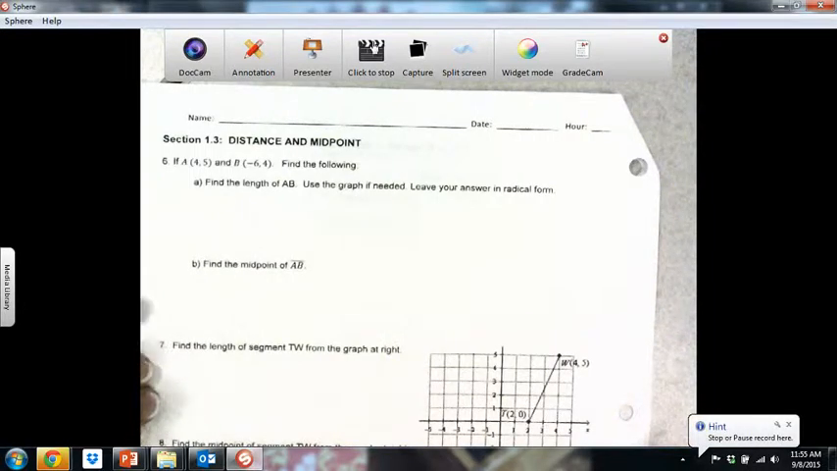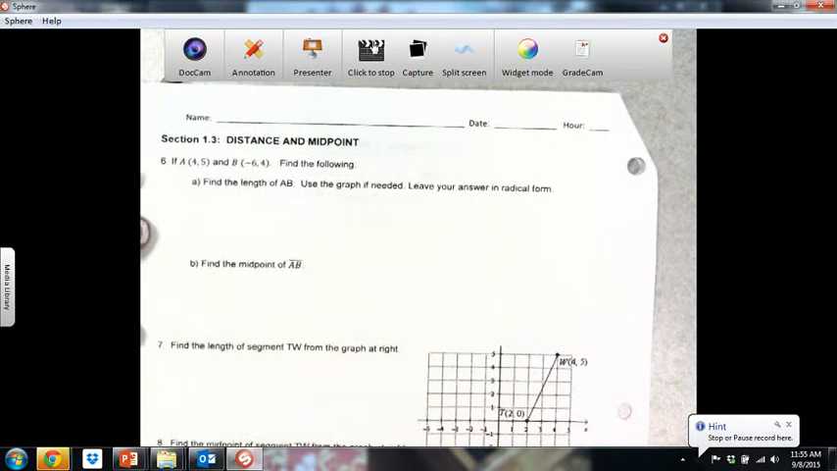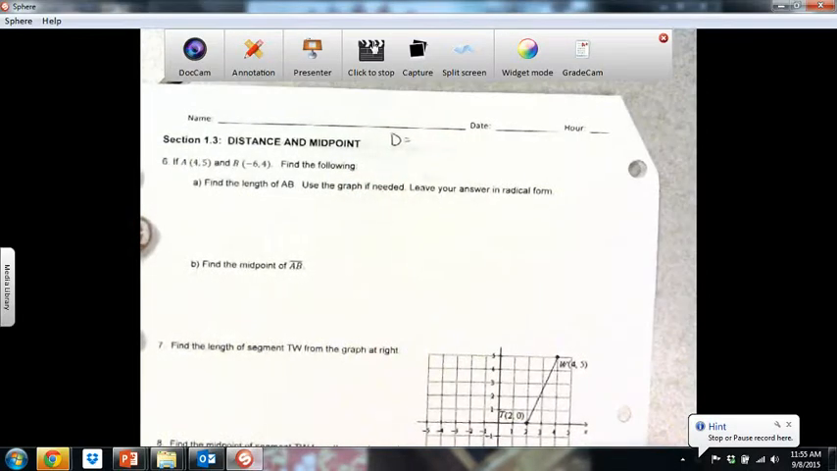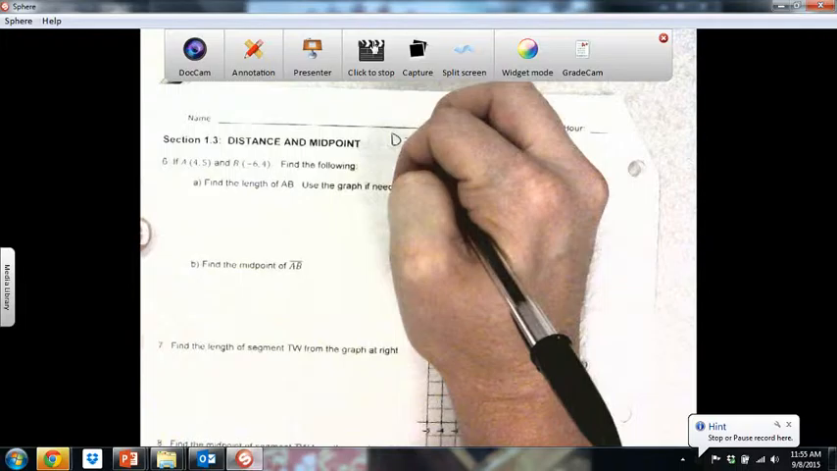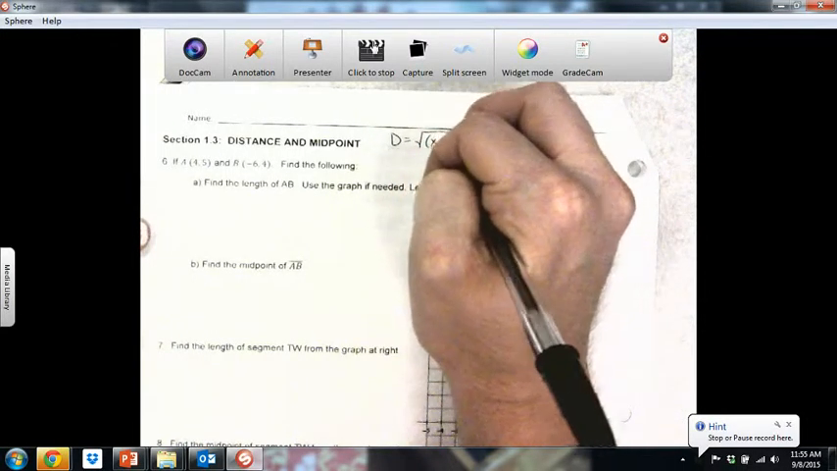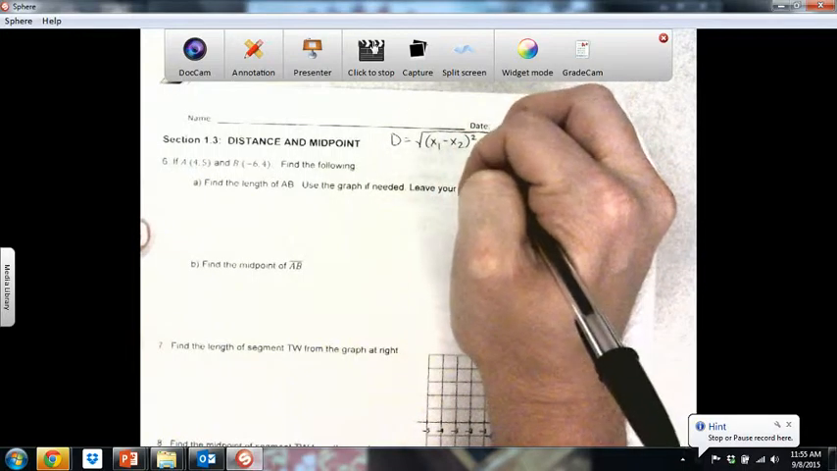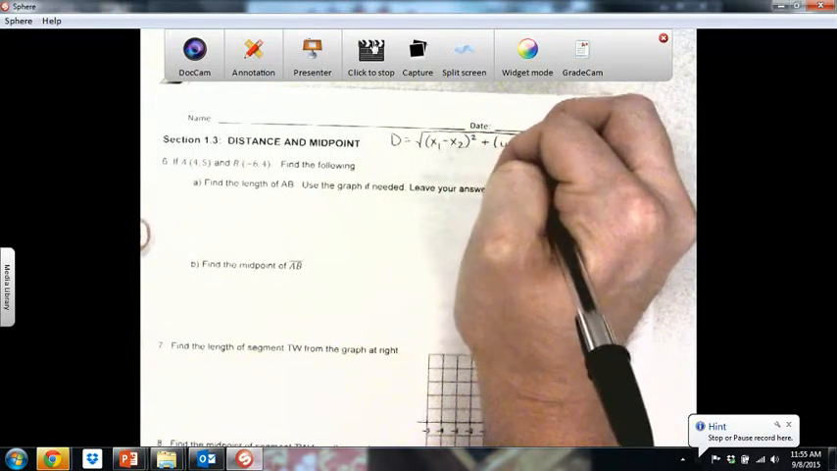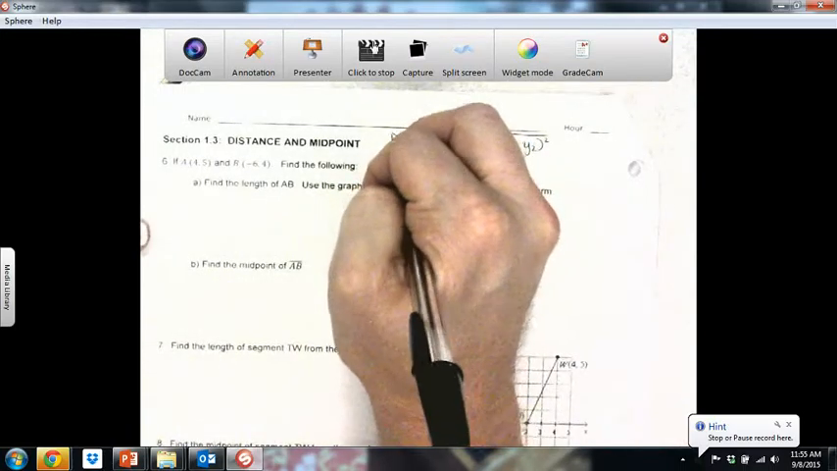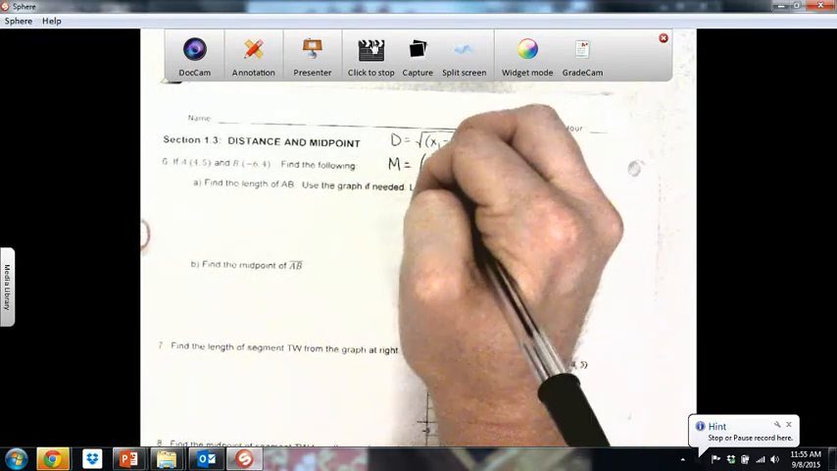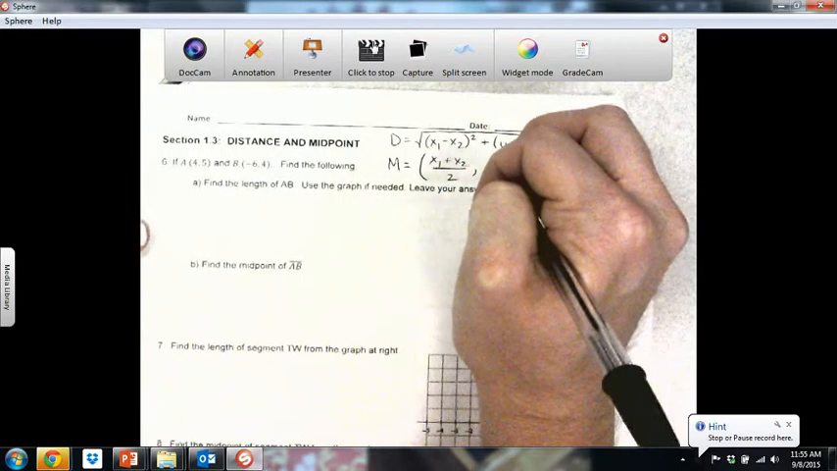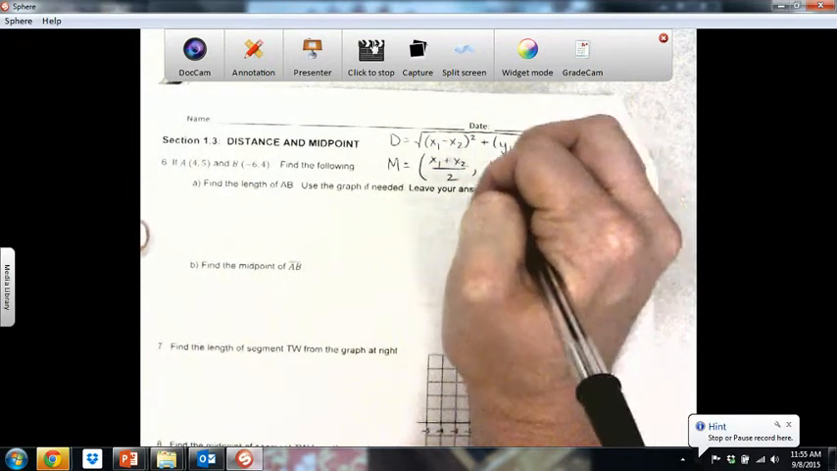Questions 6, 7, and 8 require the use of the distance and midpoint formulas. So I have to remember what those are. Remember, you'll have to have them memorized for the test. So the distance formula is the square root of x1 minus x2 quantity squared plus y1 minus y2 quantity squared. Whereas the midpoint is an actual point. So it's the parenthesis x1 plus x2 over 2 and y1 plus y2 over 2.